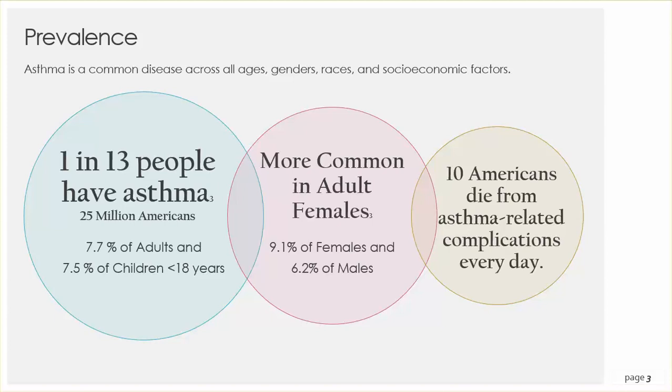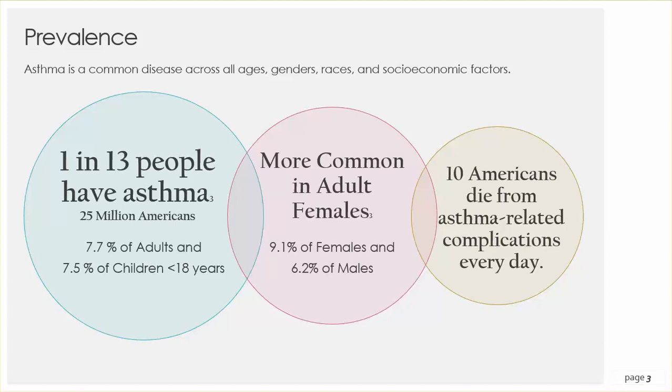Asthma is very prevalent in our society. It is common across all ages, races, genders, and socioeconomic statuses. Approximately 25 million Americans have asthma, and that breaks down to about 1 in 13 people.